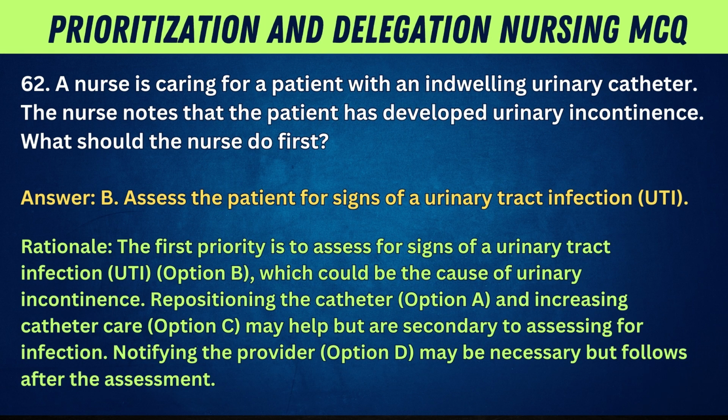Answer. B. Assess the patient for signs of a urinary tract infection (UTI). Rationale. The first priority is to assess for signs of a urinary tract infection (UTI), Option B, which could be the cause of urinary incontinence. Repositioning the catheter, Option A, and increasing catheter care, Option C, may help but are secondary to assessing for infection. Notifying the provider, Option D, may be necessary but follows after the assessment.